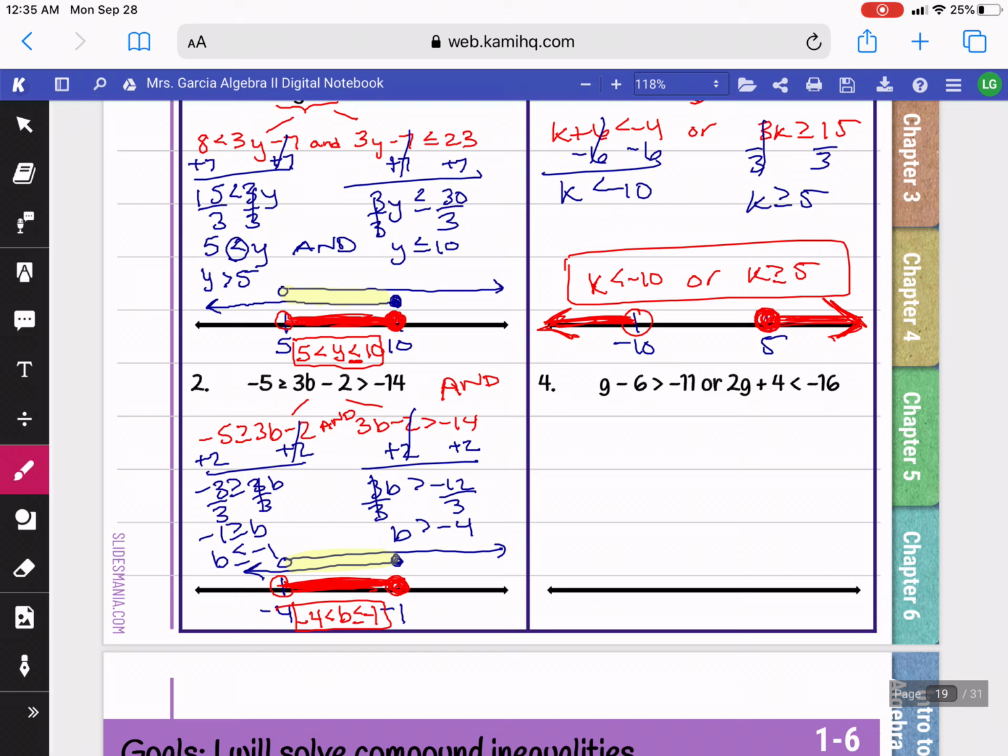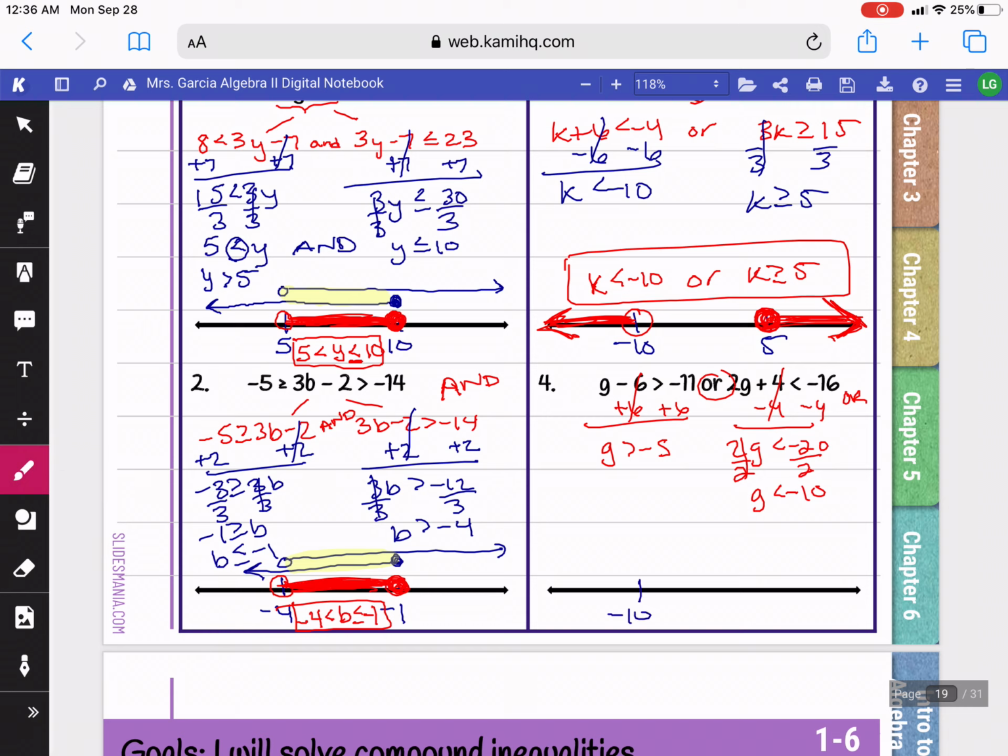Number 4 is an or problem because it has the word or, so we can already solve them. They're already separated. For my next one, -4. G is less than -10. So now that I have my two solutions, since it's an or, I'm ready to graph.